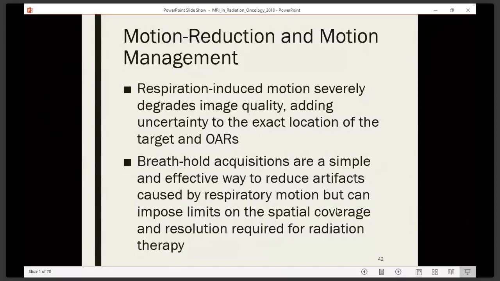So the simplest way is to do breath hold acquisitions, and MRI is getting fast enough where there are plenty of applications where you can get away with doing breath hold. But some people can't hold their breath very long, some don't do it very well, and so you need to come up with other strategies.